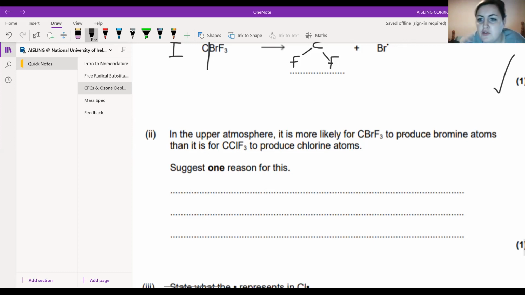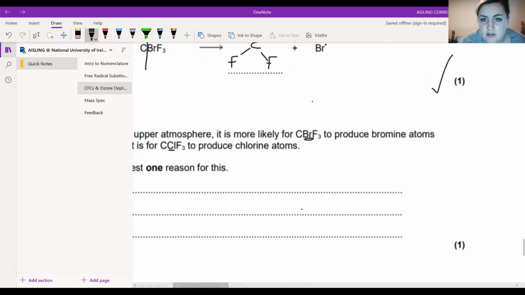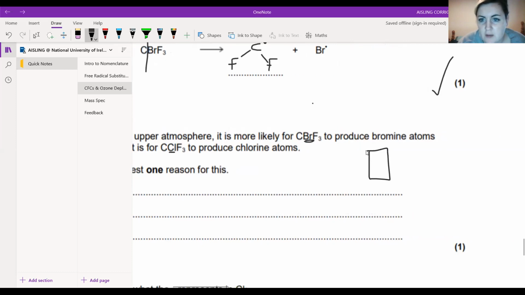So for this to produce those bromine atoms and this to produce the chlorine atoms, the reason is the bond enthalpy, how much energy it takes to break a bond. If you remember the trend, I've got my fluorine at the top, followed by chlorine, bromine, iodine, etc. And bond enthalpy decreases going down the group.